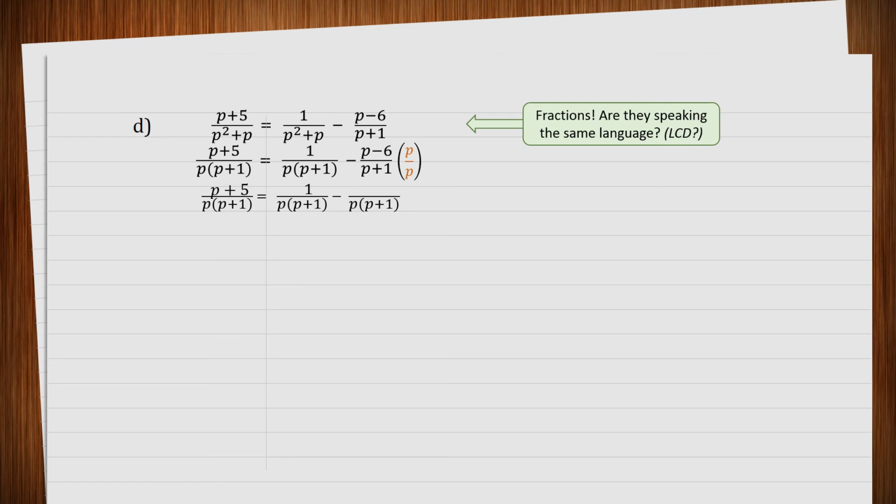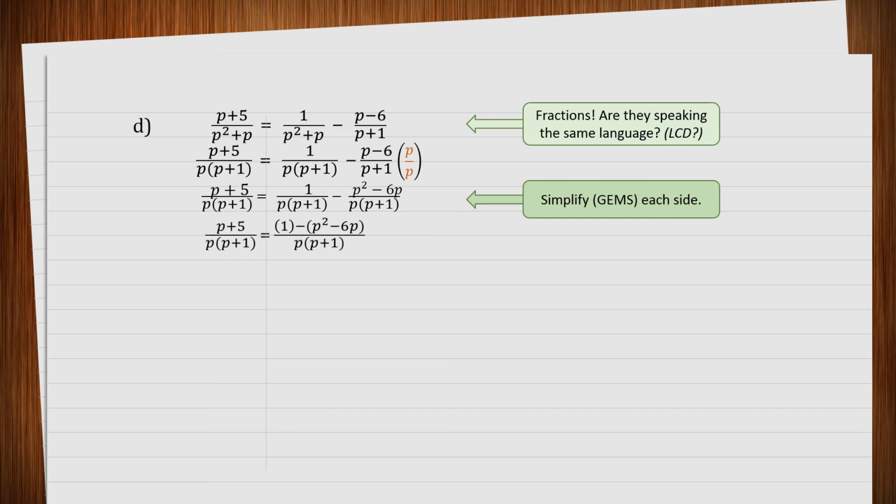In the numerator, you have p times the binomial p minus 6, so you will need to distribute, which gives you p squared minus 6p. Now we want to simplify each side of the equation. On the right side, you are being asked to subtract two fractions, so write it as a single fraction, but when you merge, make sure you use parentheses. Now go ahead and simplify the numerators.